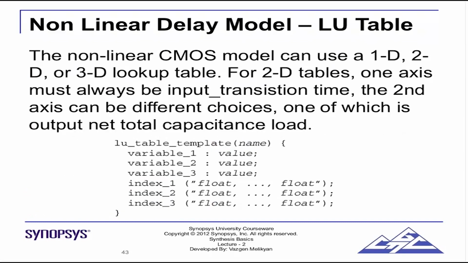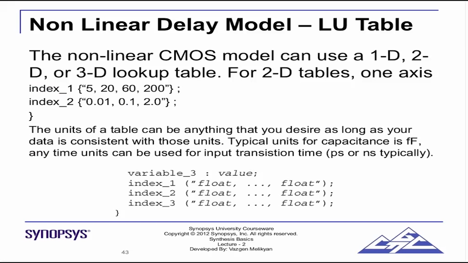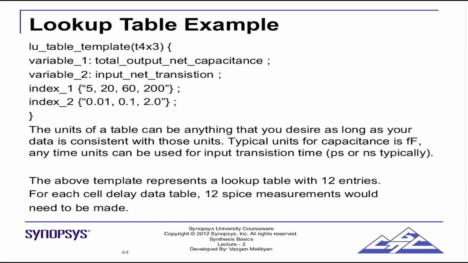So a non-linear CMOS lookup table can use either a one-dimensional, two-dimensional, or three-dimensional lookup table. Depends on the accuracy we want. Let's look at an example of a 2D table. For a 2D table, one axis must be input transition time, and the second axis can be different choices, one of which usually is the total capacitance load. This is the most famous type of the lookup table.